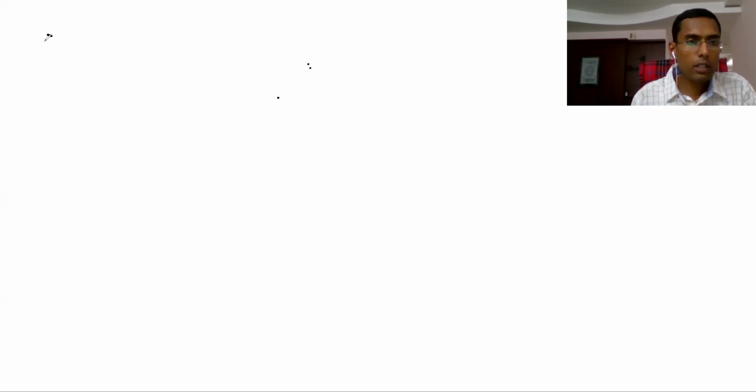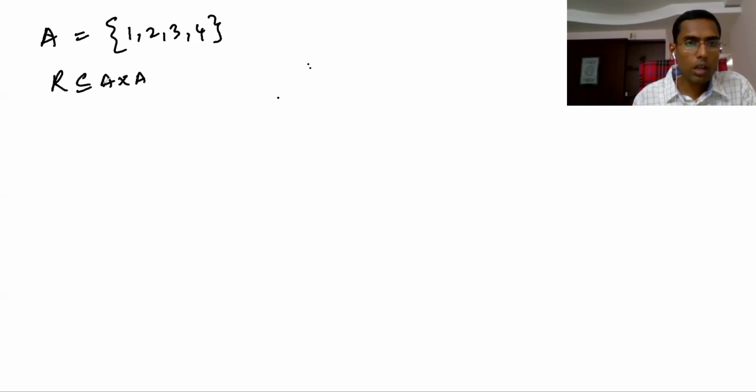Okay, let's take another example. Let's take A equal to {1, 2, 3, 4}. So here R is a relation from A to A. How many elements will A cross A have? 4 times 4, so it will have 16 elements.